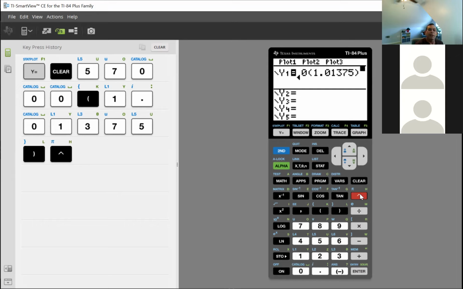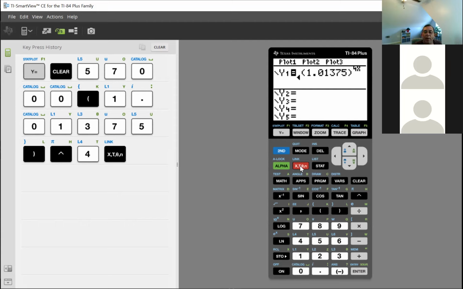Now, it's 4t in the formula, but in the calculator, you got to put a 4x. Okay, the variable always has to be x when you use your y1. So we could graph that if you want to, but I don't even care about graphing it. I just need that function in my y1.